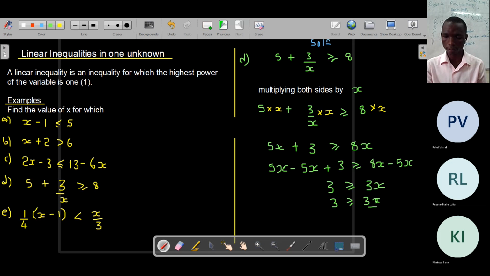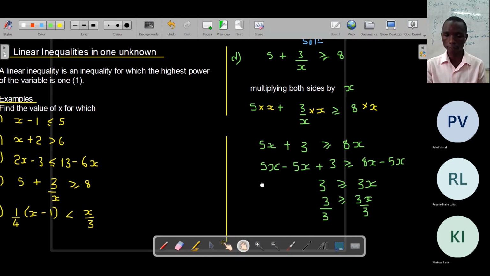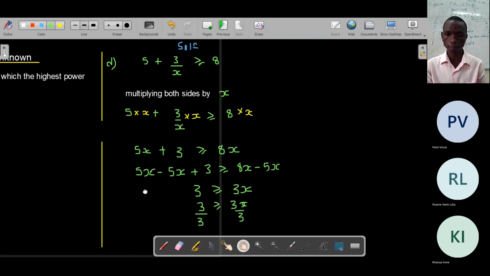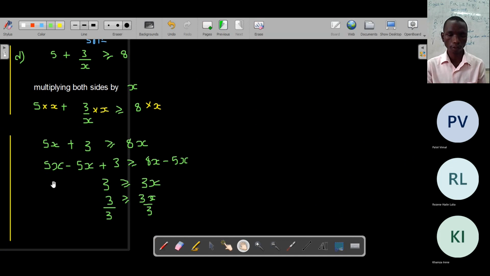So I'm going to divide both sides by 3. So what do we get here? You'll find that we will be able to get 1 on this side, greater than or equal to x on this side. Okay? Like that.